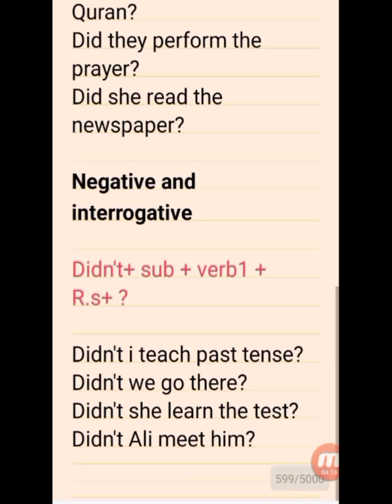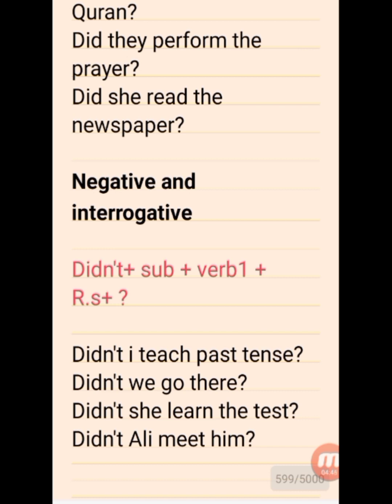Negative and interrogative sentence. So here I have written advanced structures as well. We can write, for example, did plus subject plus not plus first form of the verb plus rest of the sentence plus question mark. But whenever we speak English, we will have to use the below structure: didn't plus subject plus first form of the verb plus rest of the sentence.